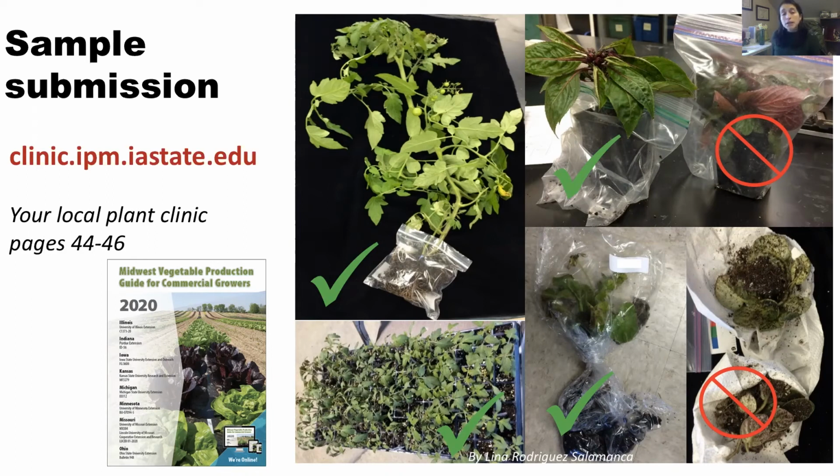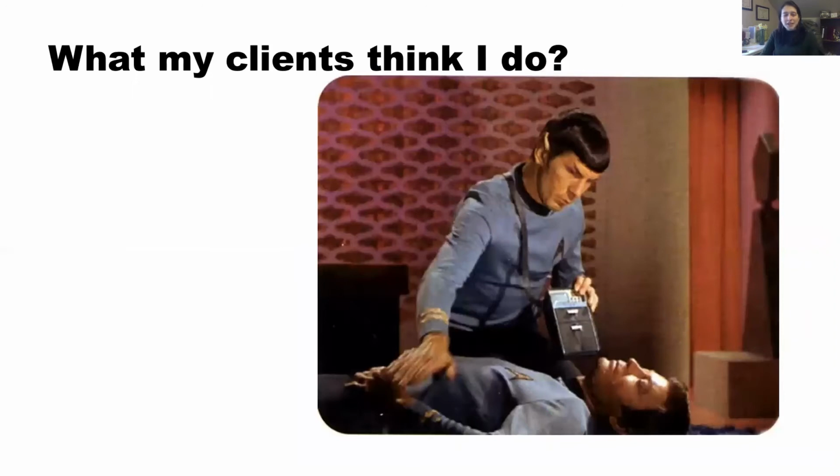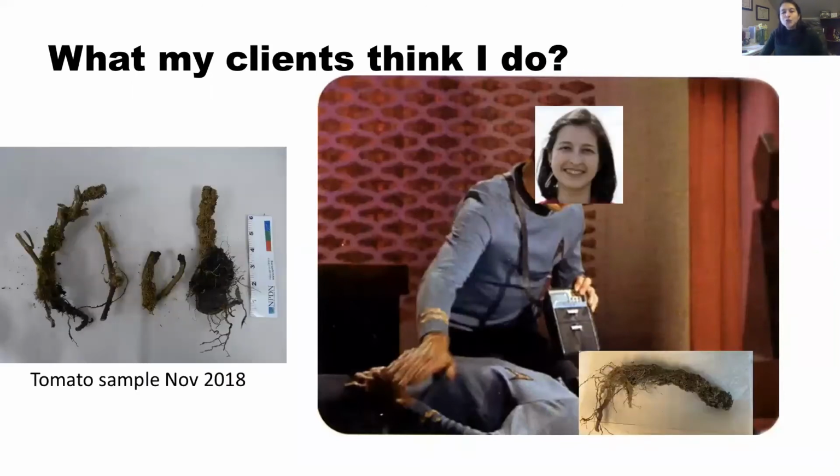Now, we love to get as much tissue as possible. We can run more tests if you send us 3 to 5 plants or plugs. And all this information you can also find in the Midwest Vegetable Production Guide for Commercial Growers on pages 44 and 46. Very often, my clients think that I come from the future and that I have a magical tricorder where I could diagnose plants after the season. The truth is, when I get a sample like this, a tomato root system in November, there is very little I can do to help. Unfortunately at this point, there are other organisms that are colonizing these tissues and that are not necessarily what caused the problem.